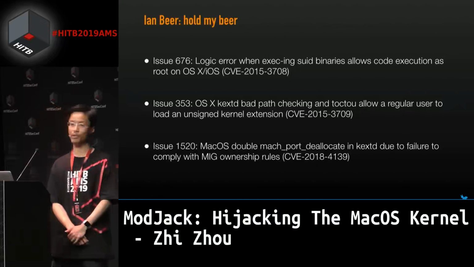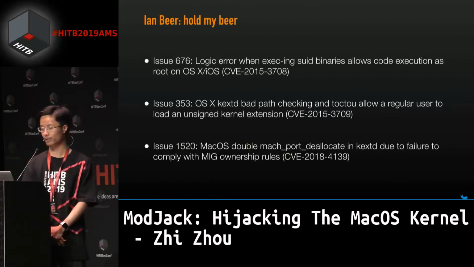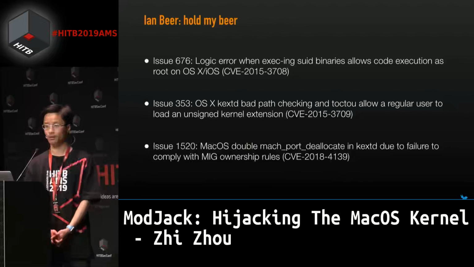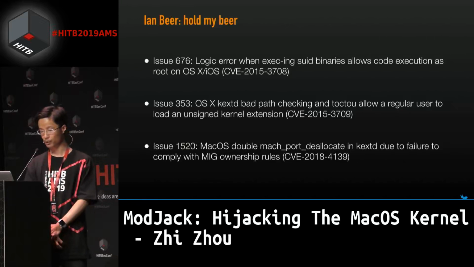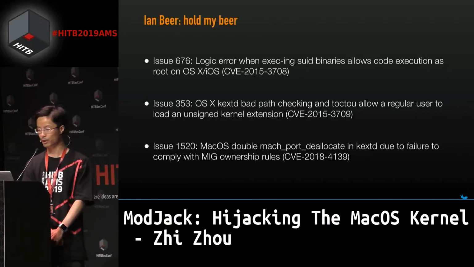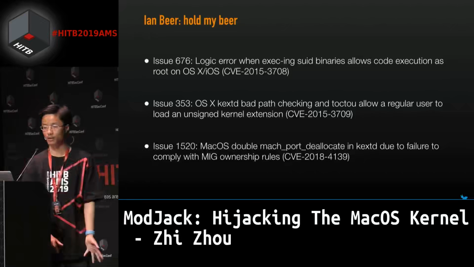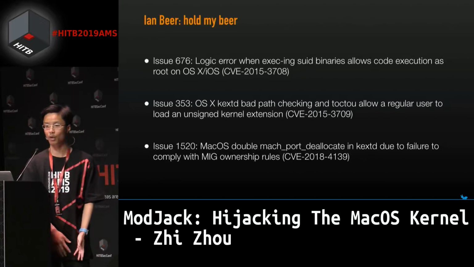And for more recent examples, IMBeer has reported this proof of concept to gain kernel privilege while just loading a KEXT without signature. Let's look at these issues. Issue 676 is a logic error when executing SUID binaries, which allows code execution as root on OS X or iOS. It looks like it's not just a privilege escalation, but it can also give you kernel privilege.